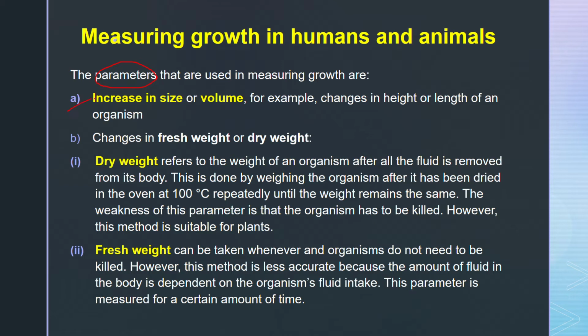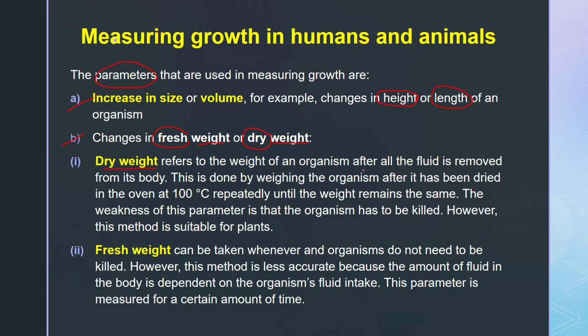Number one is measuring the increase in size or volume, by measuring the height or the length of organisms. Number two is by measuring the changes in the weight, and we have two types of weight right here: fresh versus dry weight. So let's look at the first one, dry weight, first.